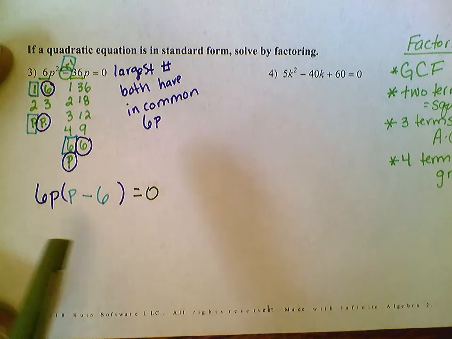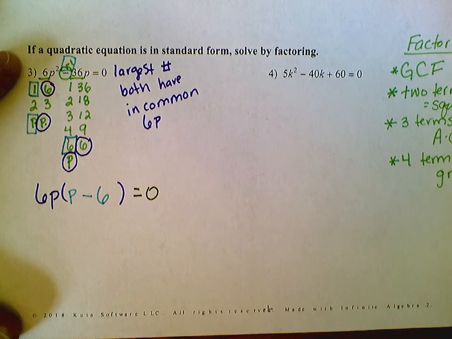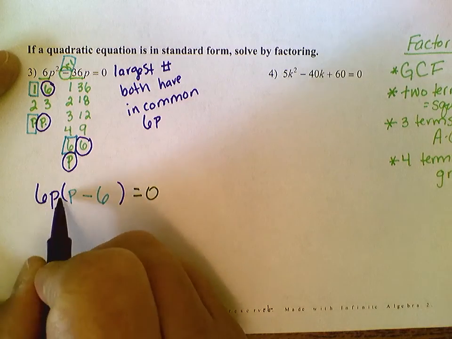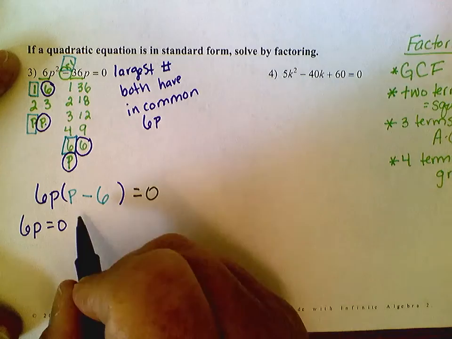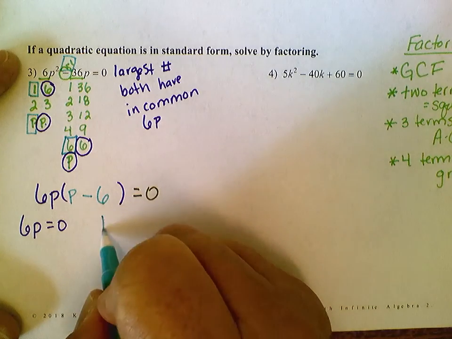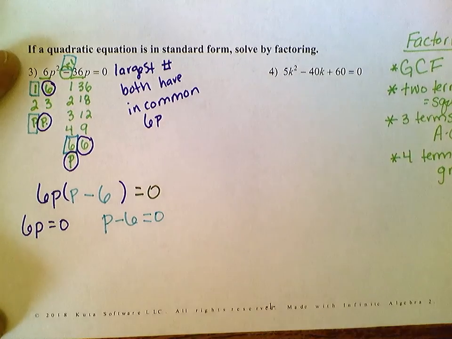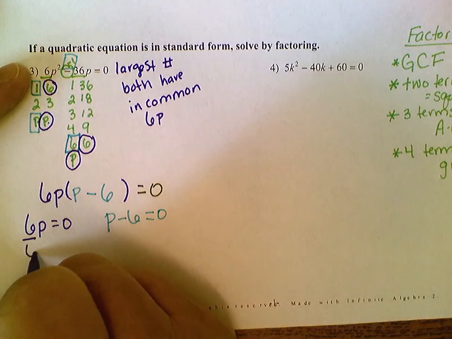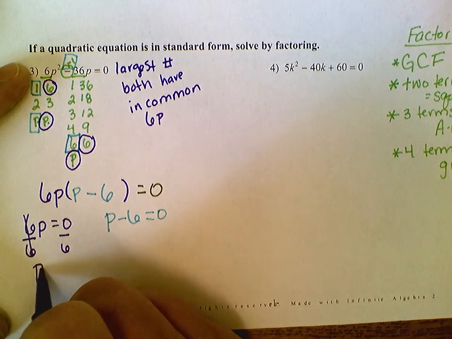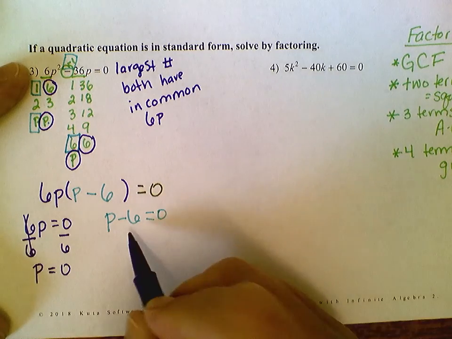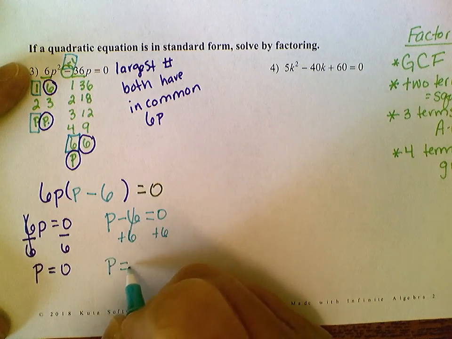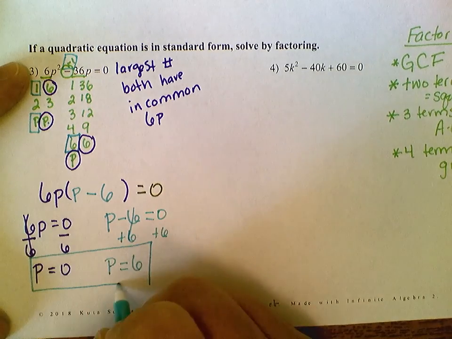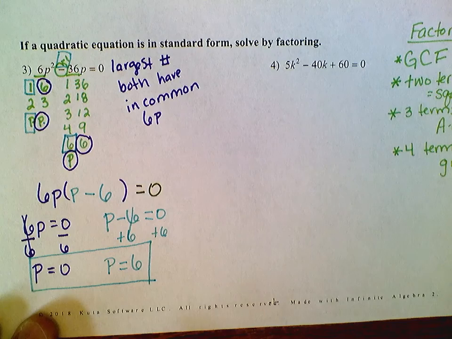So I factored. Now to solve, I'm going to set each factor equal to 0 and solve. Here's a factor, 6p. Set that equal to 0. And here's a factor, p minus 6. Set that equal to 0. Here I divide by the 6, and I get p equals 0. Here I will add the 6 and get p equals 6. So I have two solutions here. These are the two spots that my quadratic graph will cross the x-axis.